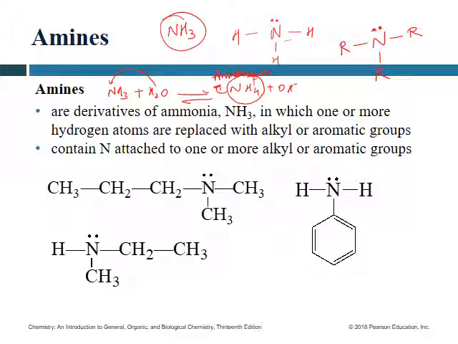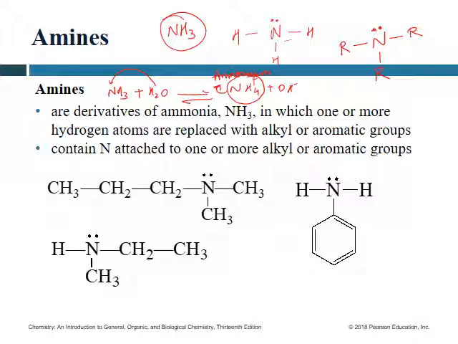So these are derivatives of ammonia in which 1 or more hydrogen atoms are replaced with alkyl or aromatic groups. They contain nitrogen attached to 1 or more alkyl or aromatic groups. For instance, you can see right here, this is 1 nitrogen, and here all 3 hydrogens have been replaced with alkyl groups. This is another example where only 1 hydrogen is left, but 2 hydrogens have been replaced with another alkyl group. So you could replace 1, you could replace 2, you could replace all 3.